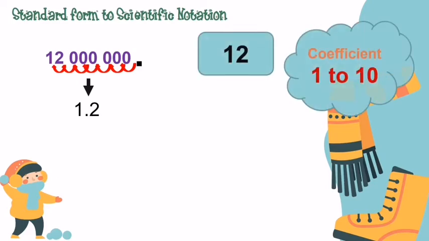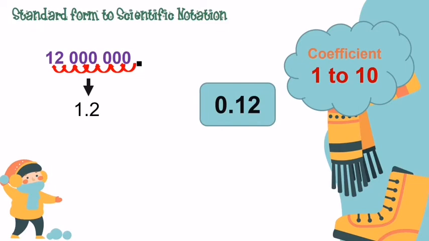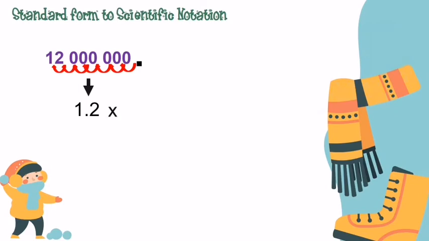So remember, our coefficient should always be from 1 to 10. So if it is beyond 10, it cannot. But teacher, what if it's 0.12? Can it be? So remember again, if your coefficient is below 1, it cannot. So remember again, how many times do we move? 7 times, right? So we say our 10 should be raised to the power of 7.